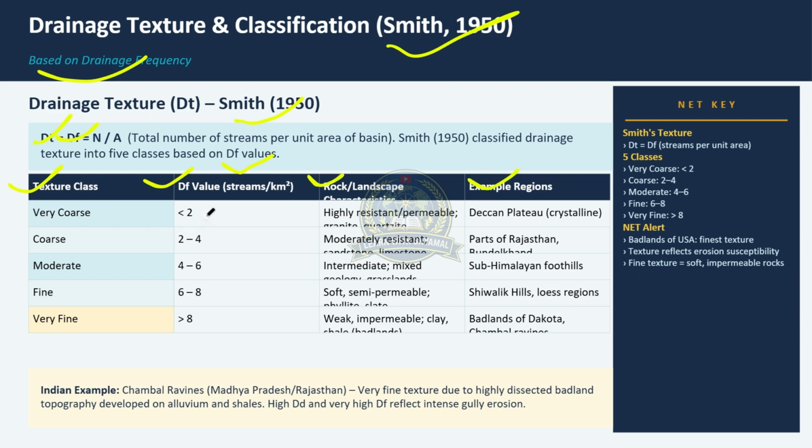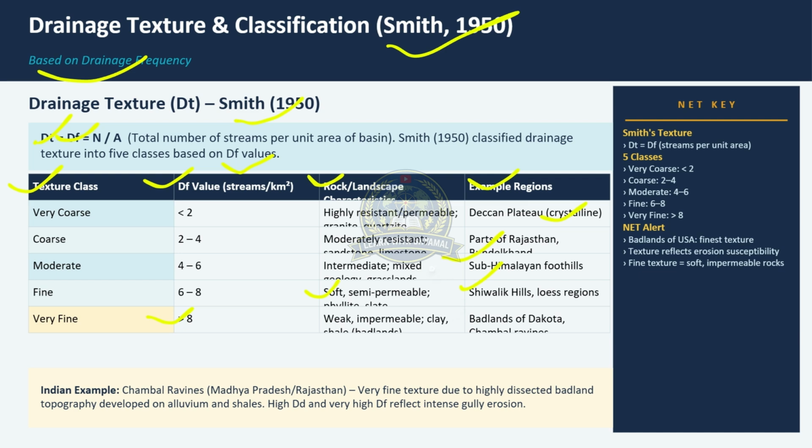Okay, very coarse: less than 2, highly resistant, permeable rocks like granite, quartzite, the Deccan Plateau and crystalline regions. Coarse: 2 to 4, moderate resistance, parts of Rajasthan and Bundelkhand. Moderate: 4 to 6, intermediate and mixed, sub-Himalayan plutons. Fine: 6 to 8, soft and semi-permeable, Siwalik Hills, loess regions. Very fine: more than 8, weak, impermeable clay and shale, badlands of Dakota and Chambal ravines.